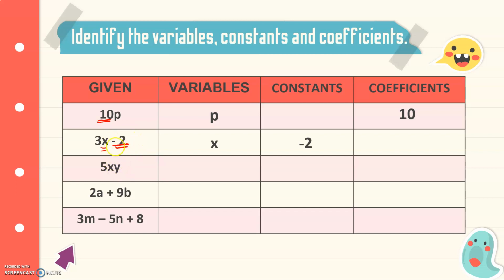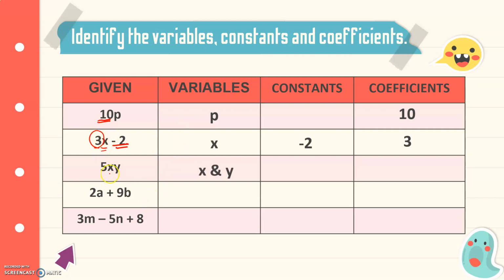We will include the sign, the operation, when we are identifying the terms in our expression. So the constant is a negative 2. Then our coefficient is this 3, which is to be multiplied to our variable x.